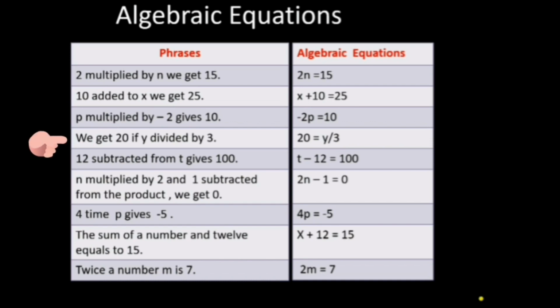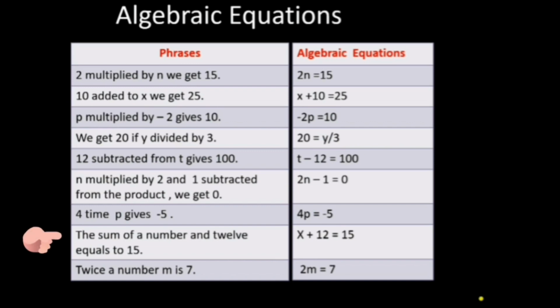We get 20 if y divided by 3. 20 is equal to y divided by 3. 12 subtracted from t gives 100. T minus 12 is equal to 100. N multiplied by 2 and 1 subtracted from the product, we get 0. 2n minus 1 equal to 0. 4 times p gives minus 5. 4p is equal to minus 5.